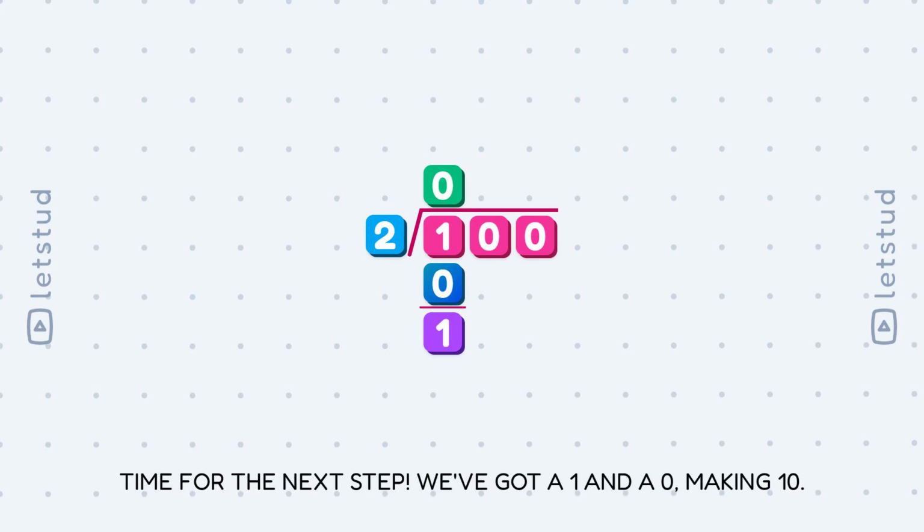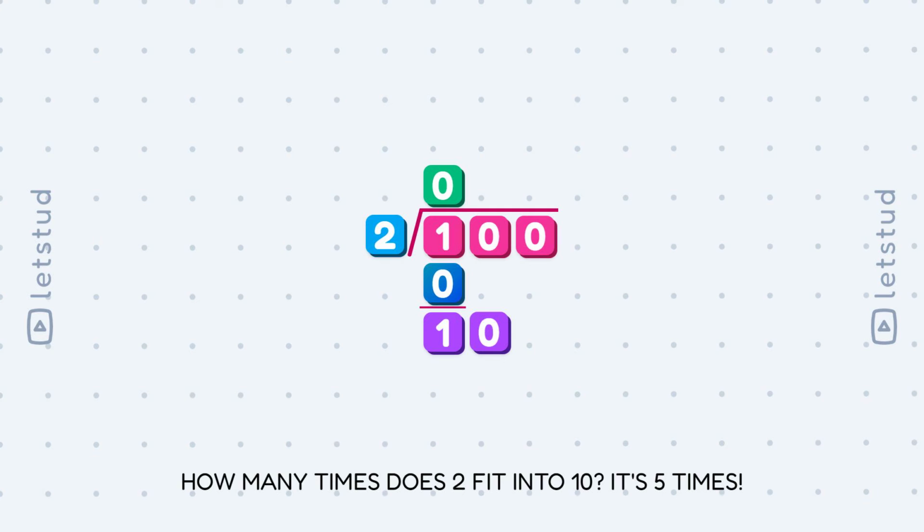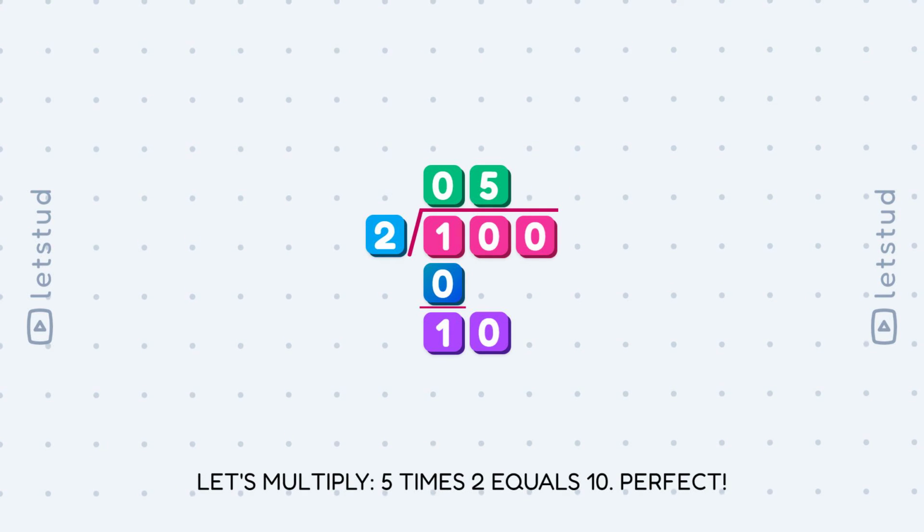Time for the next step. We've got a 1 and a 0, making 10. We bring down the next digit, 0, next to our remainder 1. Now we have 10. How many times does 2 fit into 10? It's 5 times. Let's multiply. 5 times 2 equals 10.